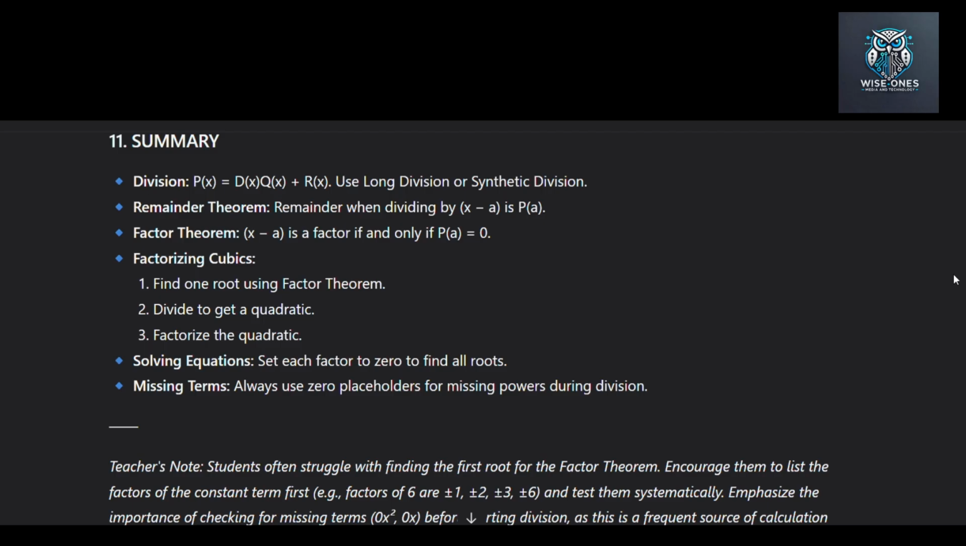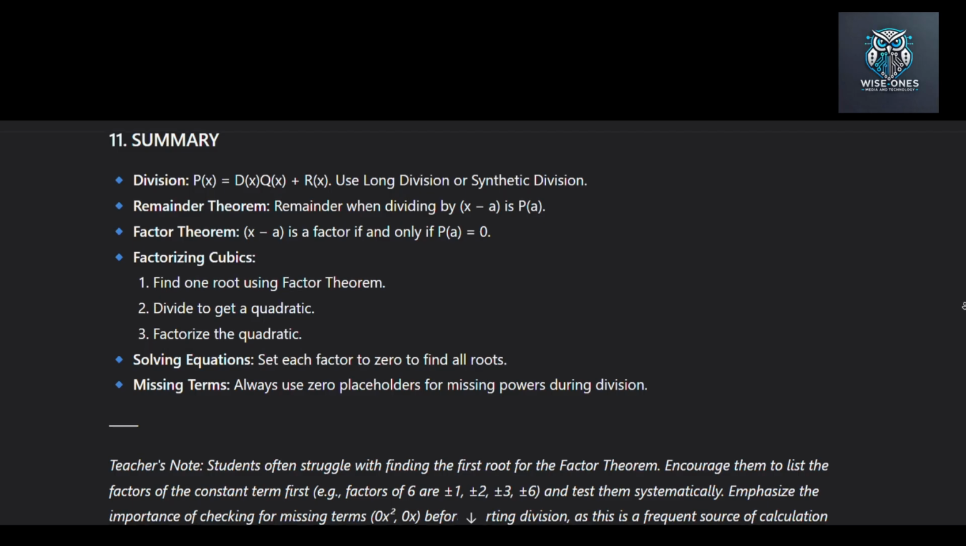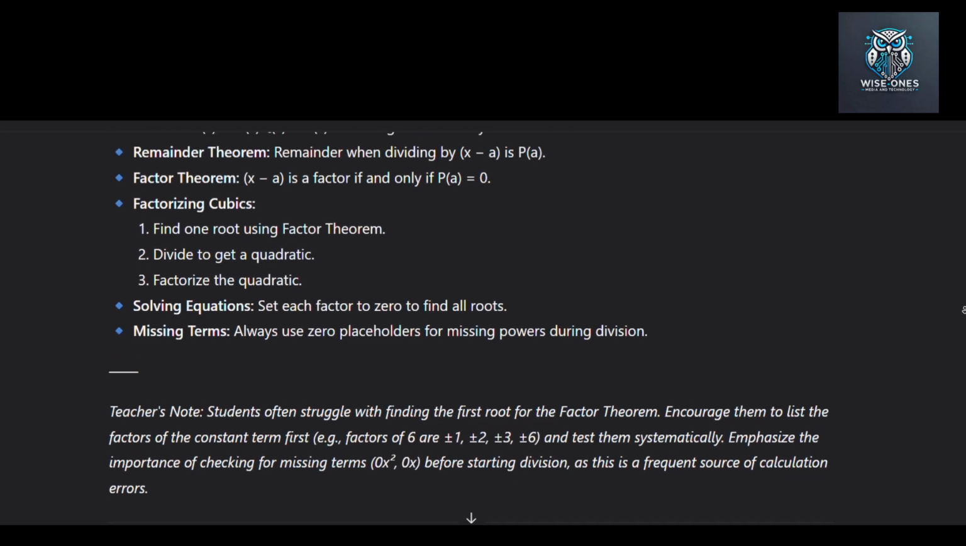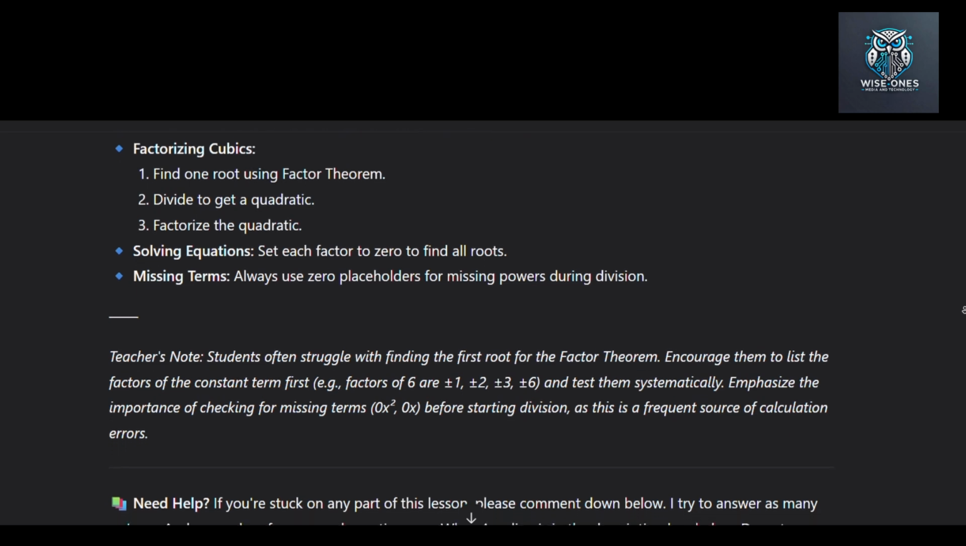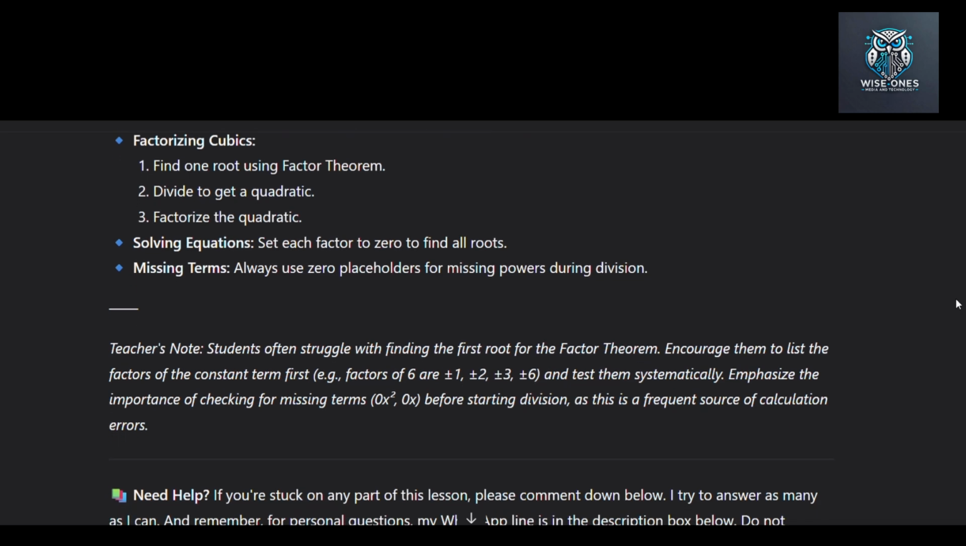To factorize cubics, find one root using the factor theorem. Divide to get a quadratic. Then factorize the quadratic. To solve equations, set each factor to 0 to find all roots. And remember, always use 0 placeholders for missing powers during division.